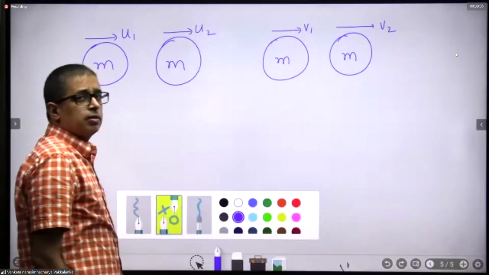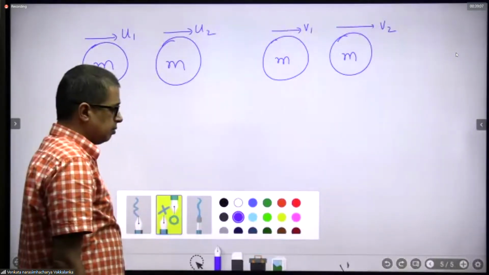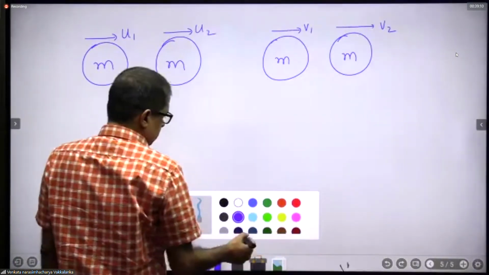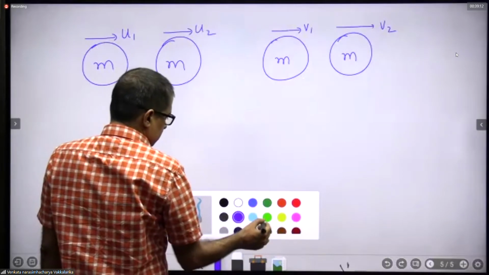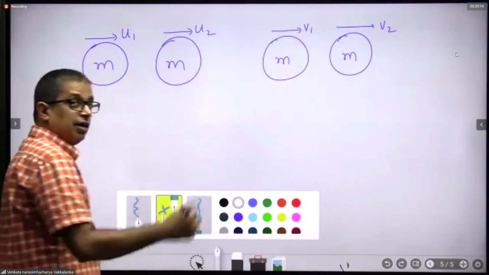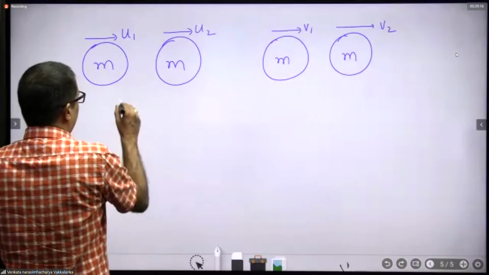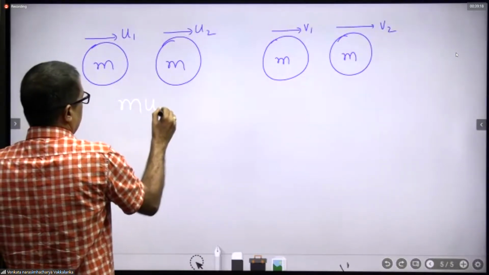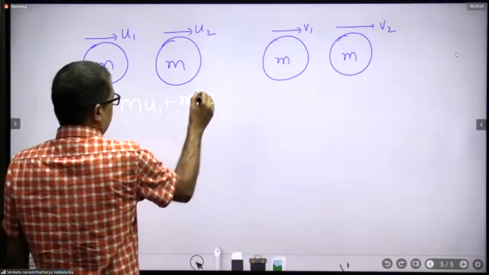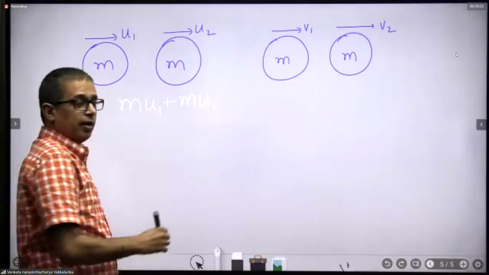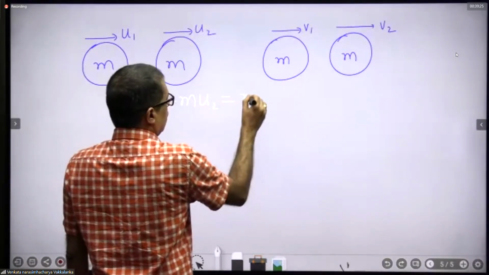Select a color. Pink, white, green, yellow. Sir, yellow will be fun. Sir, can you see it? Can you see M U2? No sir, not visible.